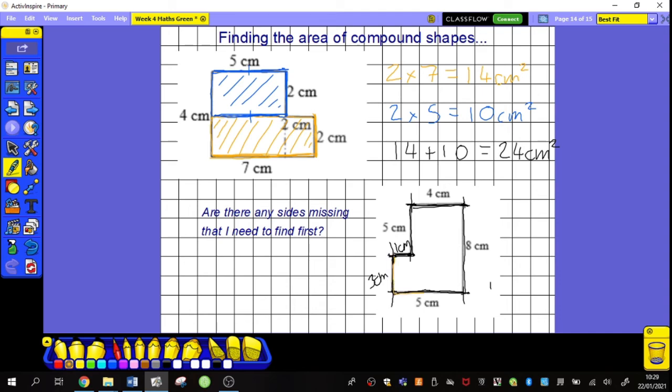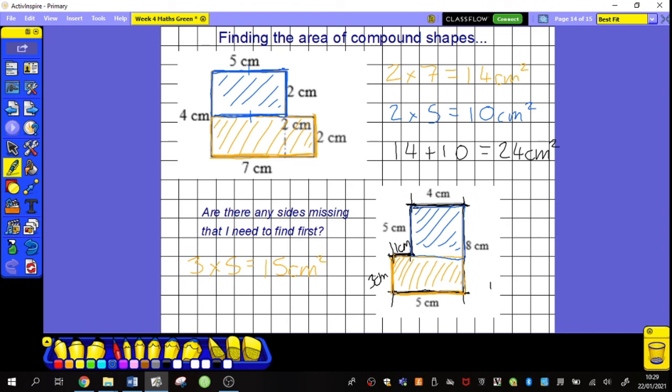Let's break up my compound shape. You see this time I don't have any dotted lines to show me possible ways of breaking it up. I'm going to have to figure that out for myself. So I've got an easy rectangle there, and that leaves me with an easy rectangle there. So let's go with the orange one first. Height of my orange one is 3, as I've just found that out from my missing length. The base is 5, so I've got 3 times 5, 15, and again I'm working in centimeters squared.